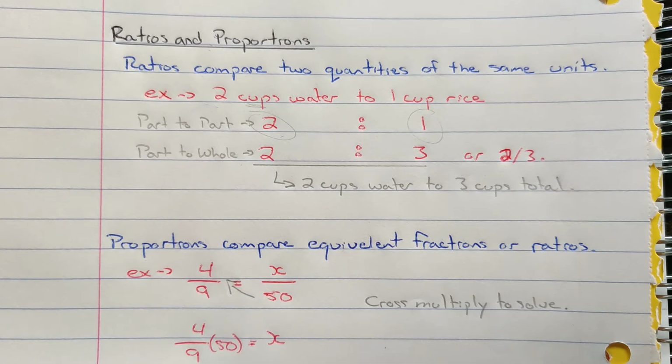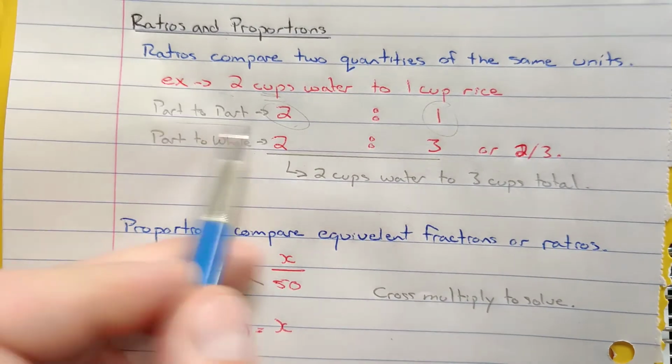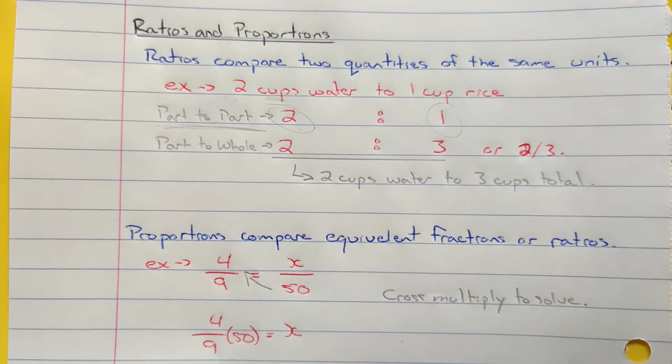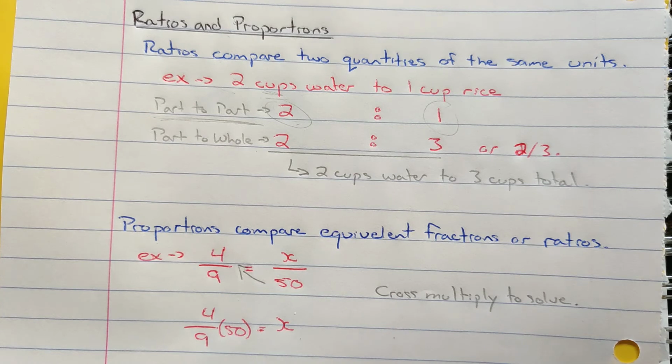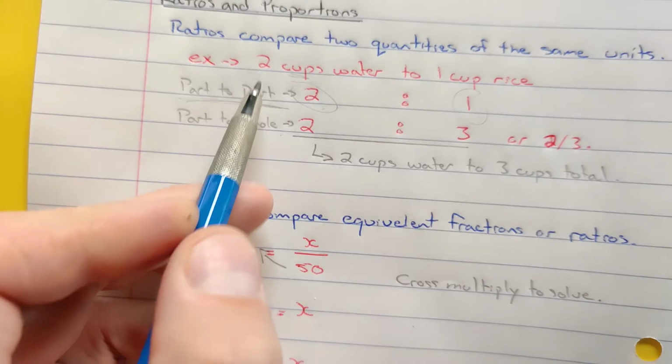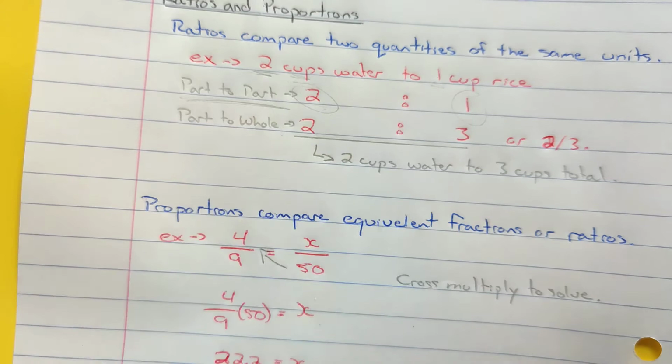If I was mixing a larger batch, it could be 2 gallons of water, then I'm adding the 1 gallon of rice. And that's, again, the part-to-part of a ratio. So the total number of things, if I was to put this in a pot, this would have to at least hold 3 cups, the 2 and the 1.